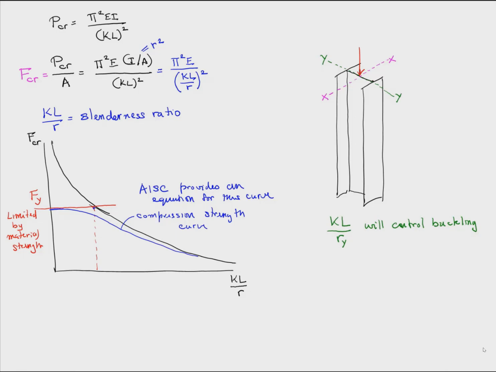So in the next video, we'll look at how to use the AISC design tables to calculate the design strength of columns.